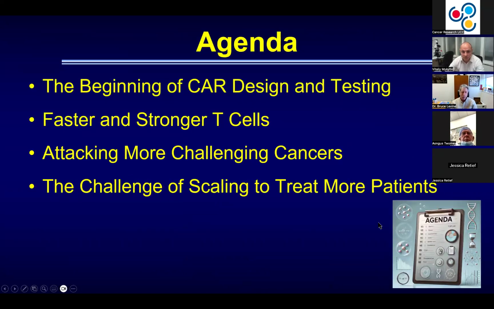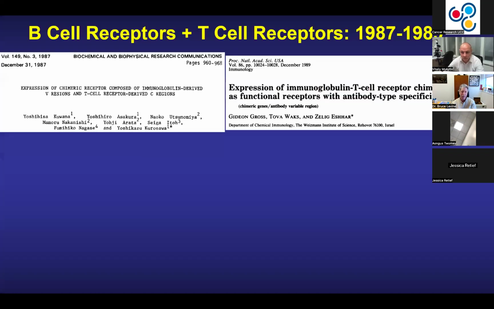So I thought I would divide today into 4 sections. We'll talk about the beginning, how to make faster and stronger T cells, attacking more challenging cancers, and finally, the challenge of scaling to treat more patients.